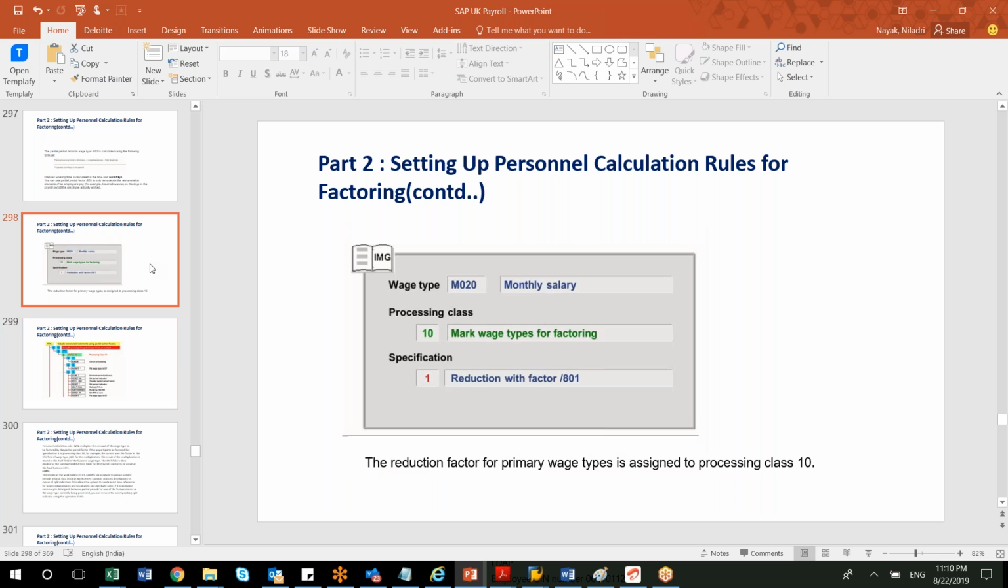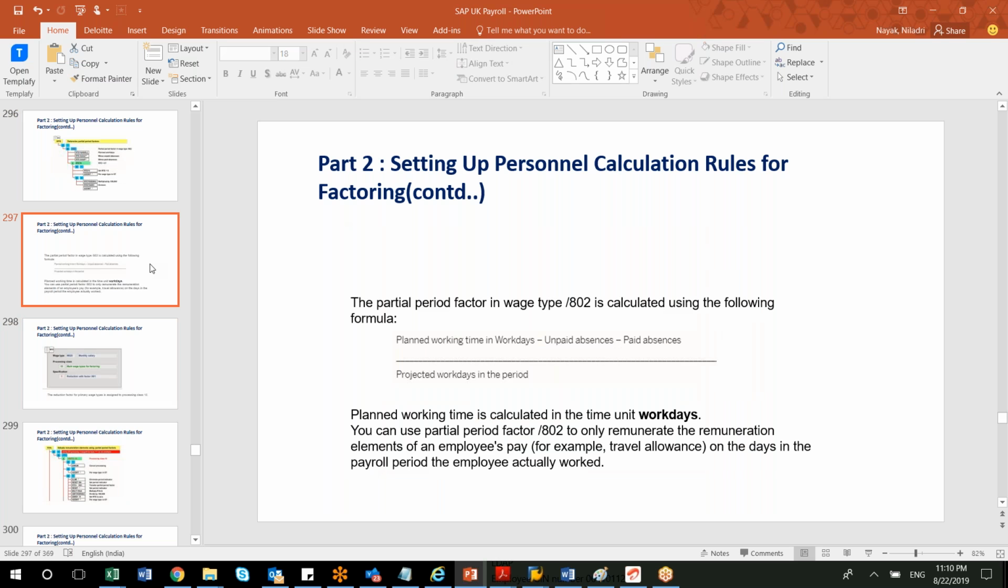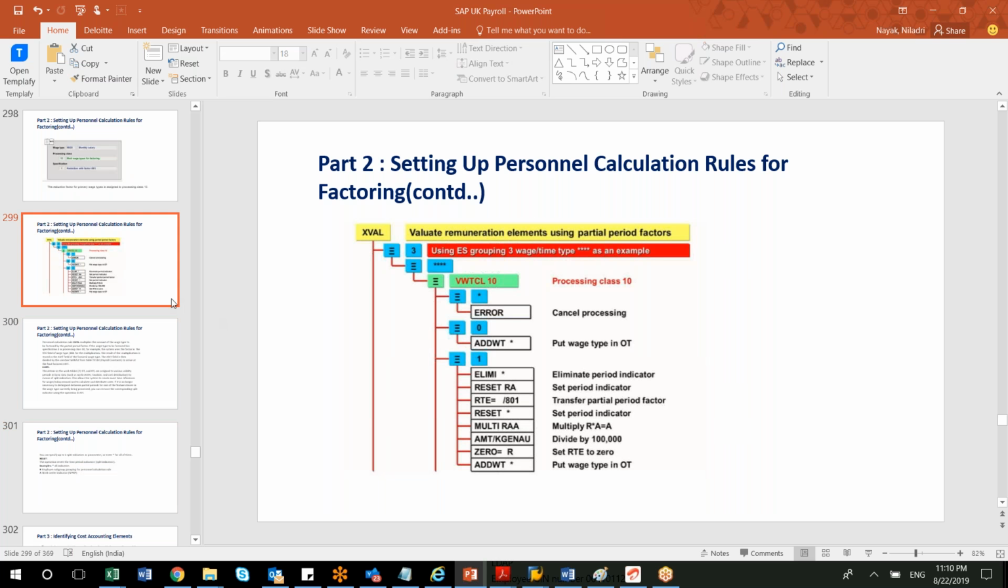These are standard formulas, and each secondary wage type has its own formula. Most important is that you understand how these formulas are translated to these rules. Okay, and you just go through that.